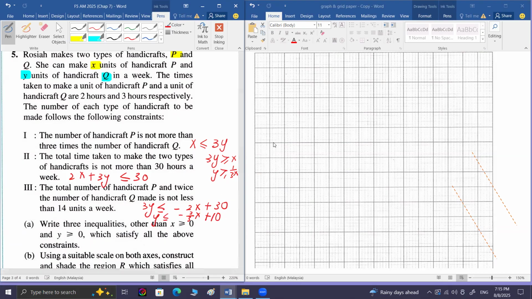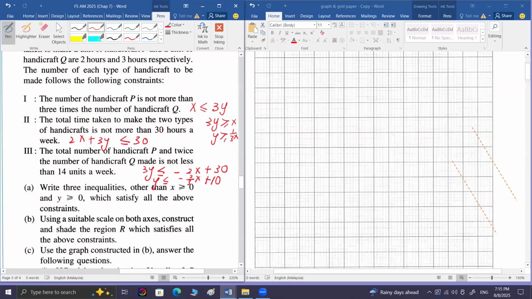Roman 3. Okay, we see Roman 3. The total number of P and twice the number of Q is not less than 14 units a week. So you can shift, it's okay, up to you. I'll just leave it like this because you want to find the 2 points, right? So we have these 3 inequalities already.